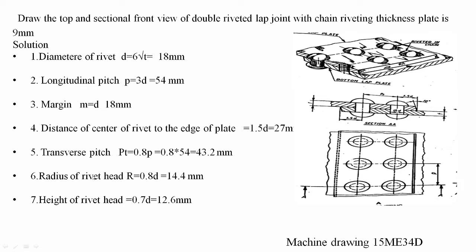Similarly, the radius of the rivet head is 0.8 times the diameter, that is 14.4 millimeter. This is the radius of the rivet head, the snap head. Similarly, the height of the rivet head, from this line to this height, is 0.7 times the diameter, that is 12.6 millimeter.